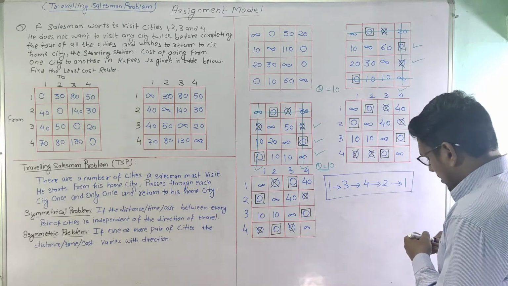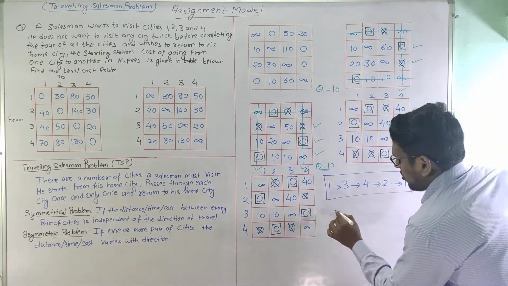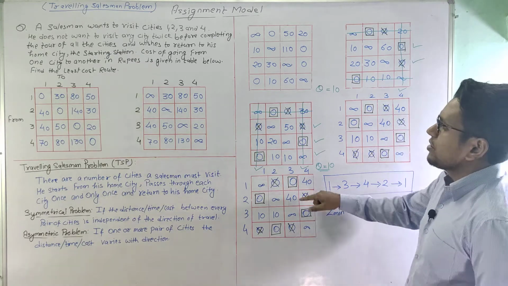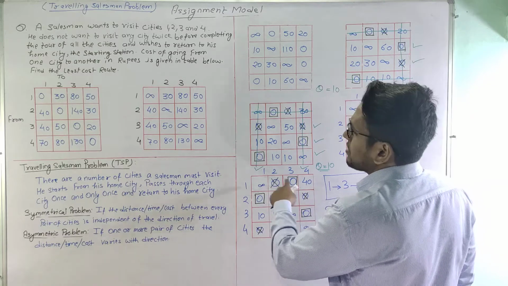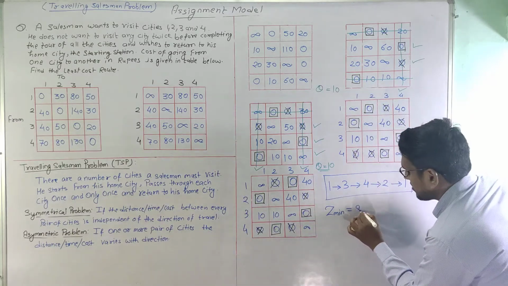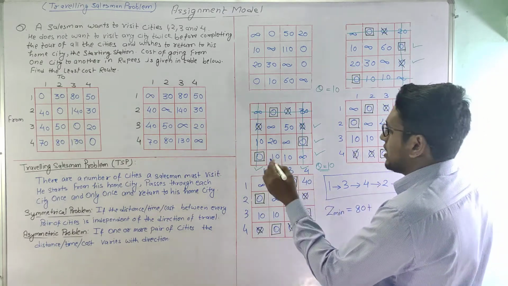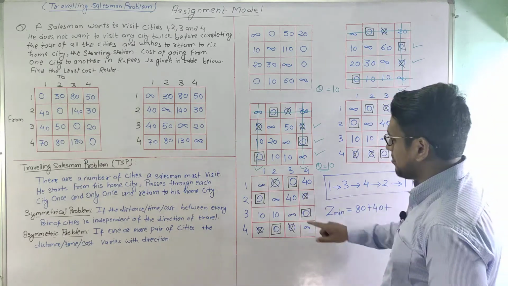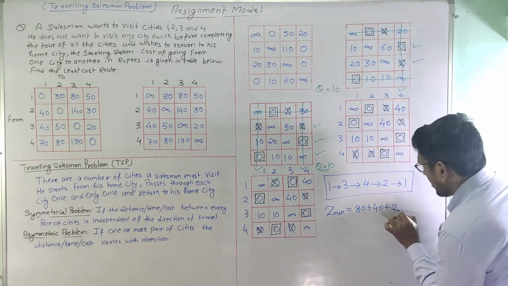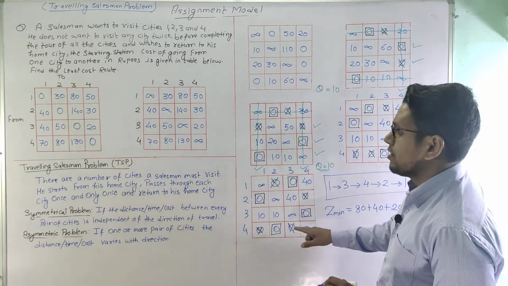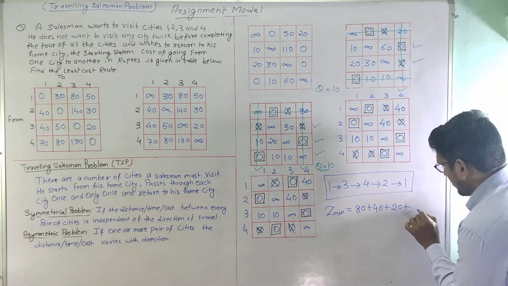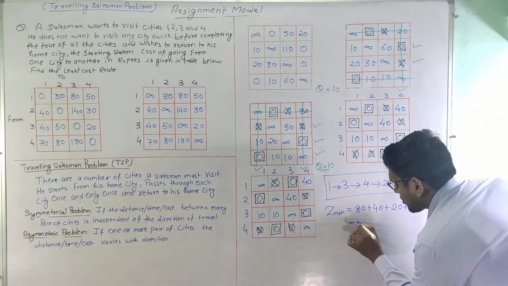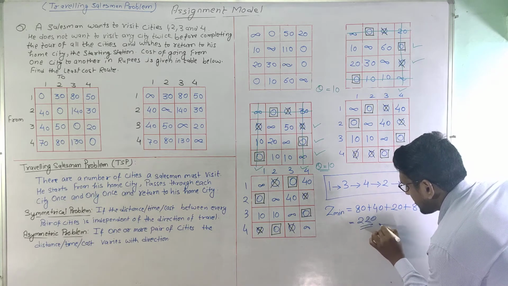And now we need to calculate the minimum cost. So the Z minimum for this particular value is 80 plus 40 plus 20 plus 80. So we can see that this is coming as 220 rupees.